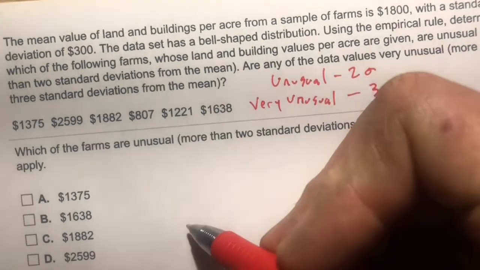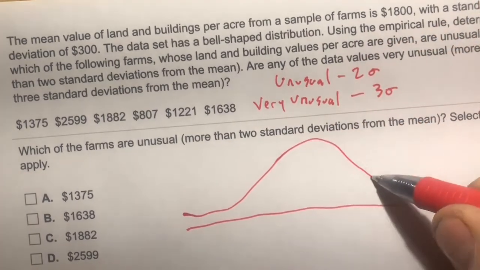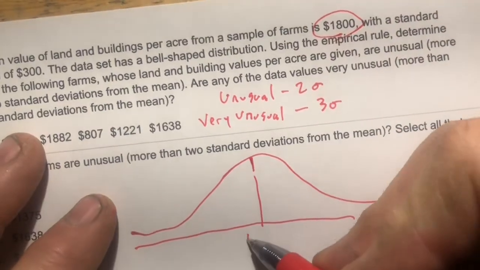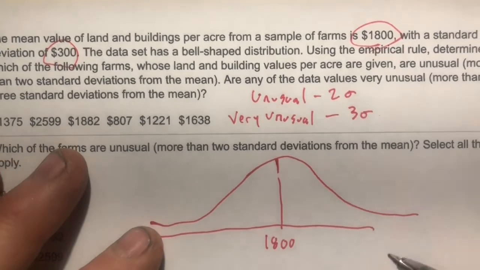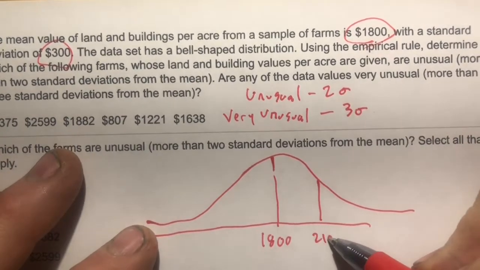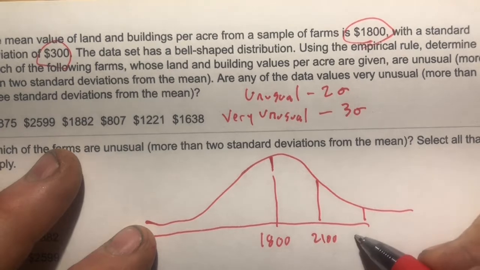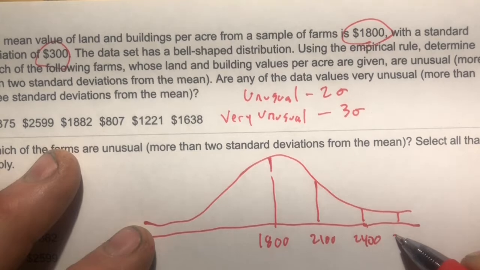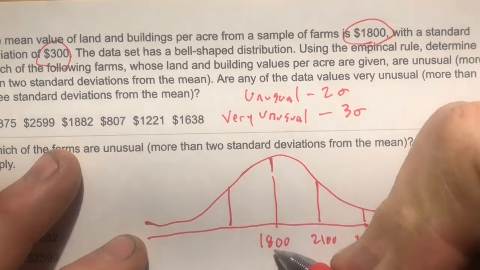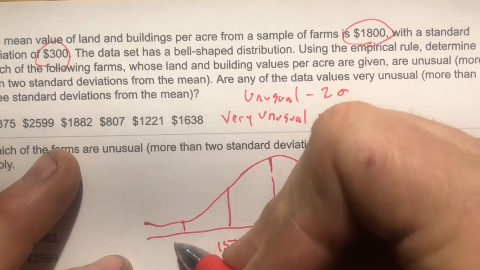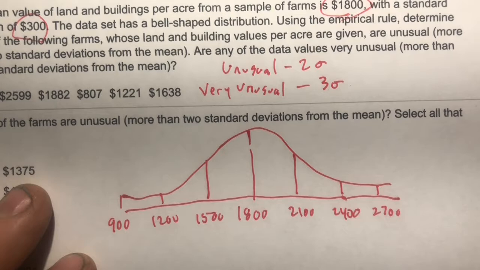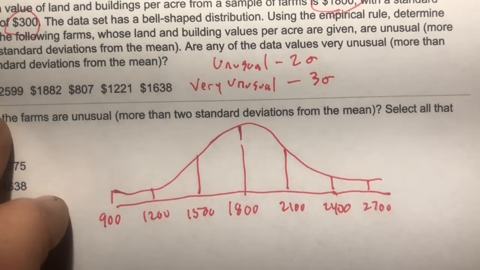All right, so we're going to have to get us a bell curve here. So right down the center here is 1,800. That's our mean. All right, then our standard deviation is 300. So if I add 300, that's 2,100. Add 300 again, 2,400. And then add 300 a third time, 2,700. Then I'll go back this way, subtract 300, so it's going to be 1,500, 1,200, and then 900. All right, so here's our values right there.